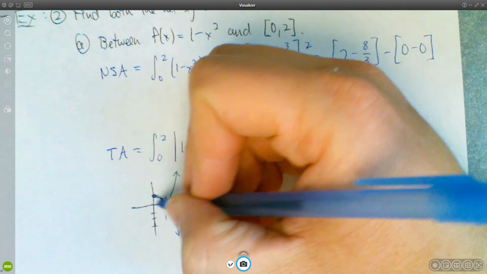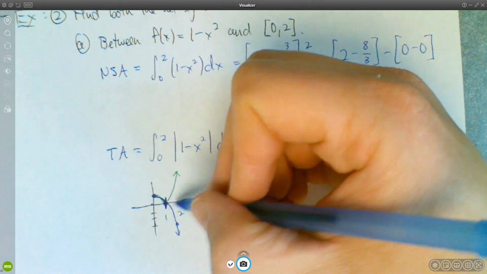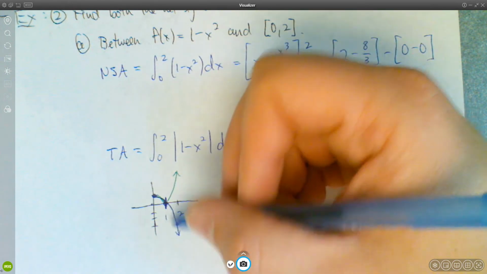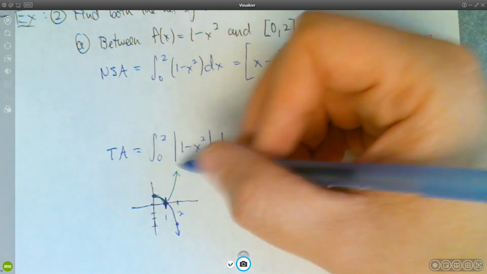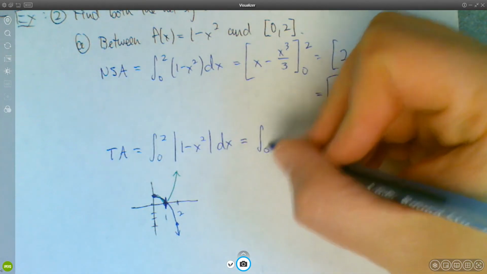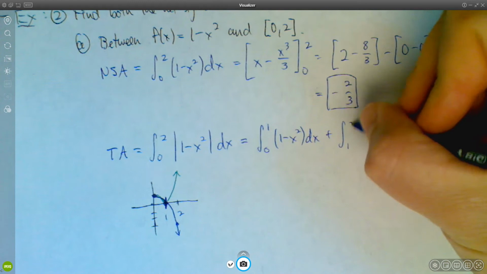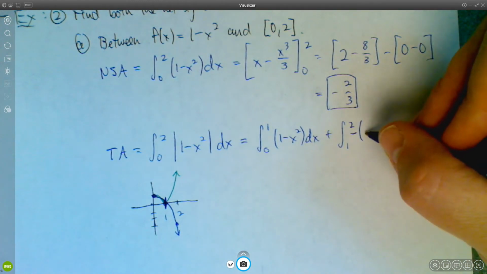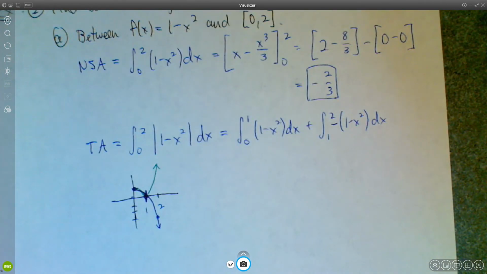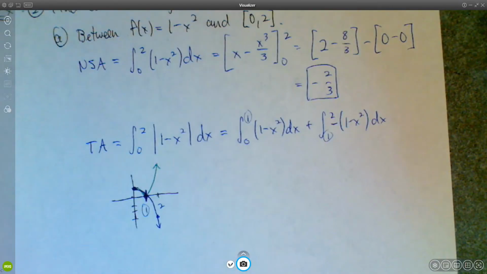From 0 to 1, I'm just going to integrate f of x, 1 minus x squared. From 1 to 2, I'm going to integrate the negative version, because that's where this thing got reflected. So I'm going to integrate negative 1 minus x squared. So this is going to be the integral from 0 to 1 of 1 minus x squared dx, plus the integral from 1 to 2 of negative 1 minus x squared dx. So I'm splitting at 1 because that's where the thing gets reflected.